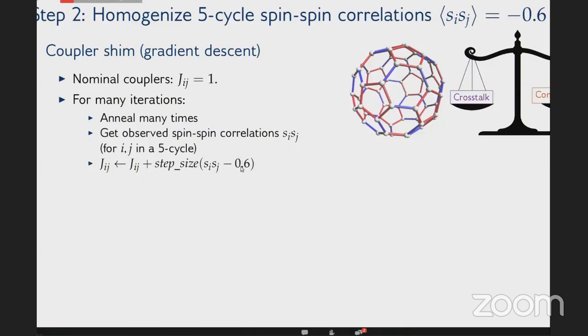Now, I happen to know the expected value, or the desired value in this case, because I very well understand the ground state manifold. But it's not necessary, because we're actually doing this for so many pairs of spins that you can just take the average over all these pairs. So you're just homogenizing these correlations, you're pushing them towards the average. And let's see what this looks like.